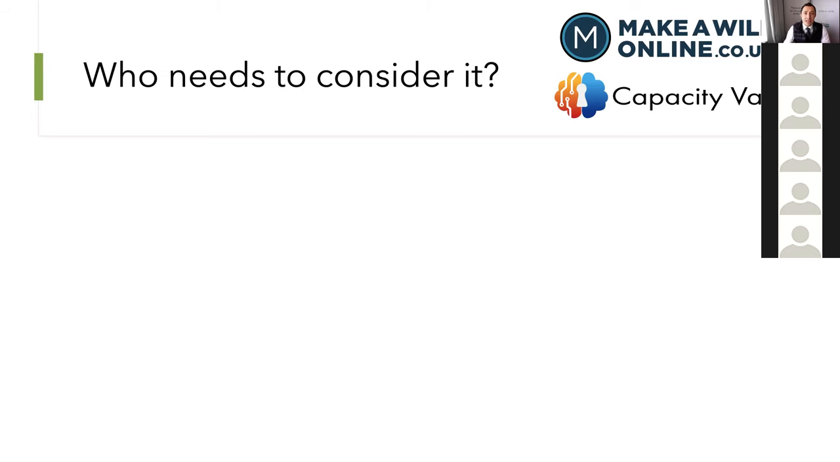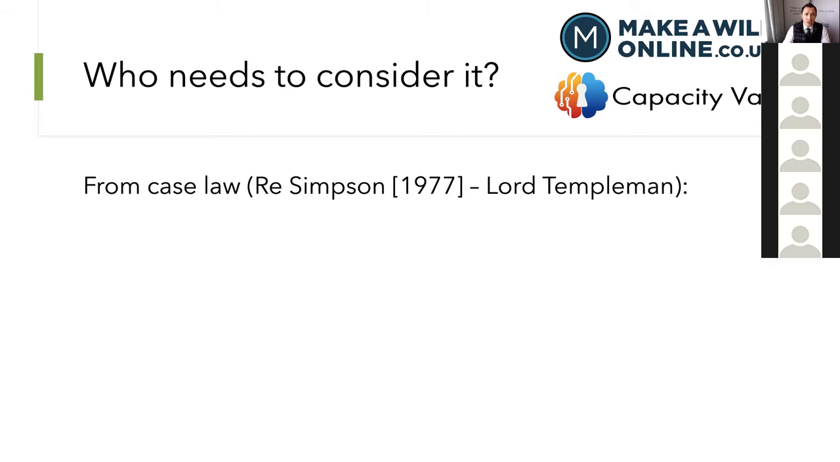Who needs to be thinking about testamentary capacity? I'm going to tell you first what the law is, and I'm going to just give a practical steer. The case law that sets out who needs to be thinking about testamentary capacity and who needs to be taking action comes from 1977, Re Simpson. You don't need to remember that. You don't need to remember the case name. But I will ask you just to take a note of the judge who handed down this judgment, Lord Templeman.